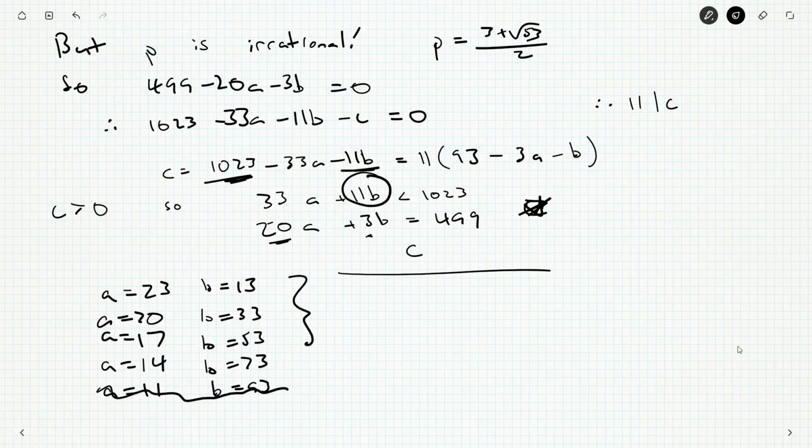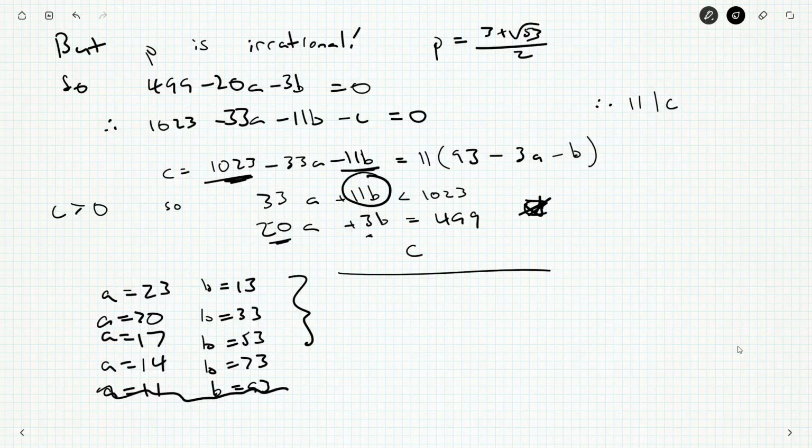Let's just figure out what C value we get. Okay. Each of these has A being positive, B being positive. Only one of them should get me C being positive. Which one? No idea. We'll start at the top. 23 times 33 plus 11 times 13. It's going to be 902.